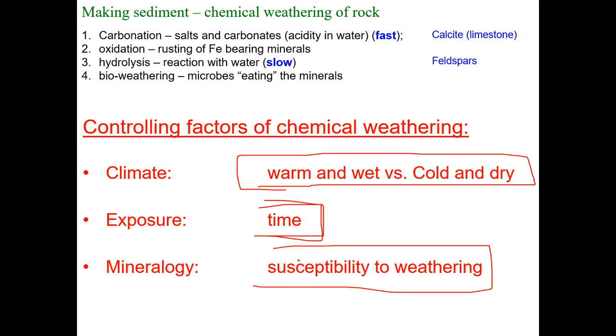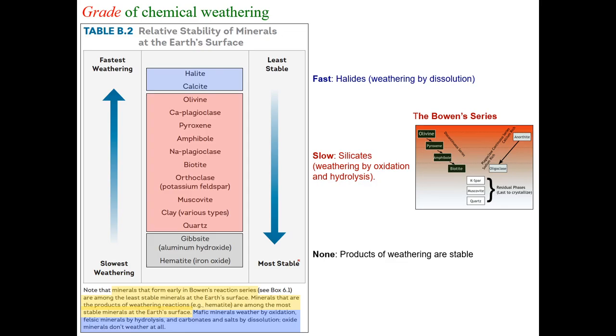Okay, so I talked a lot about how certain minerals are more erodible and more susceptible to erosion than others. Just to give you an idea about which minerals are very susceptible to erosion versus more stable, this is a really good graph. Halite, that's rock salt, and calcite are very susceptible to weathering. These will break down very quickly. Olivine is also very susceptible to weathering.